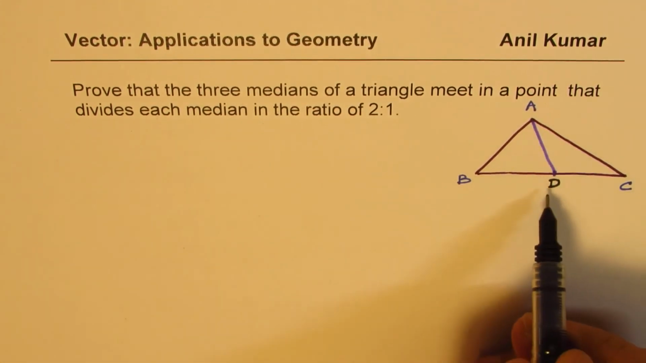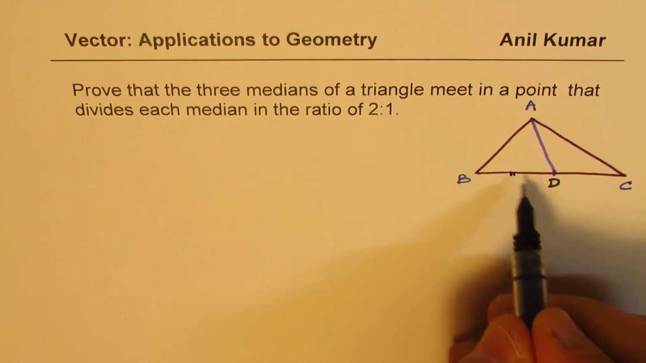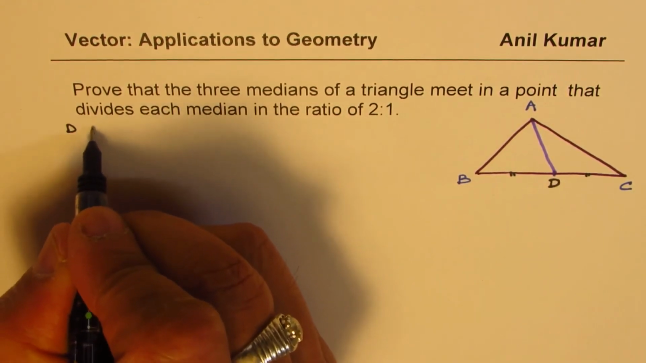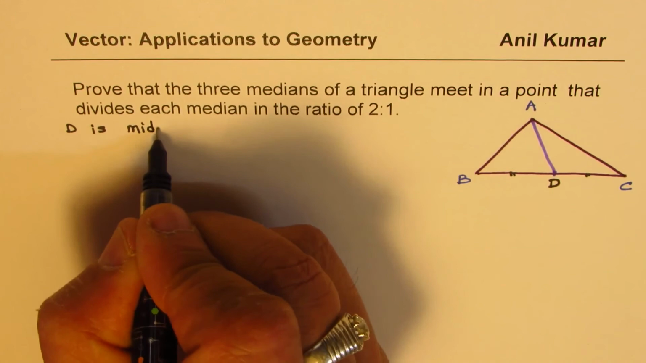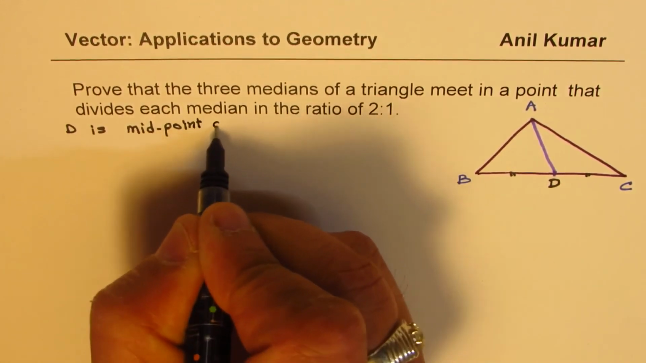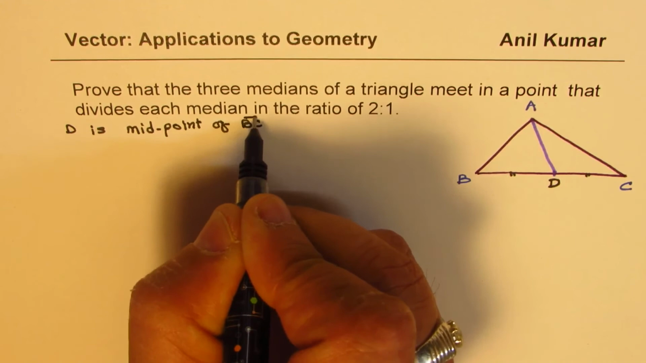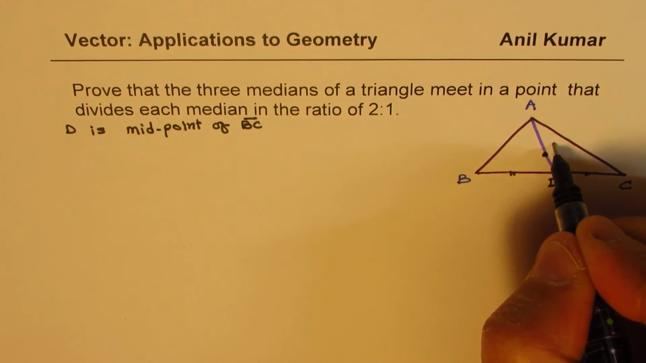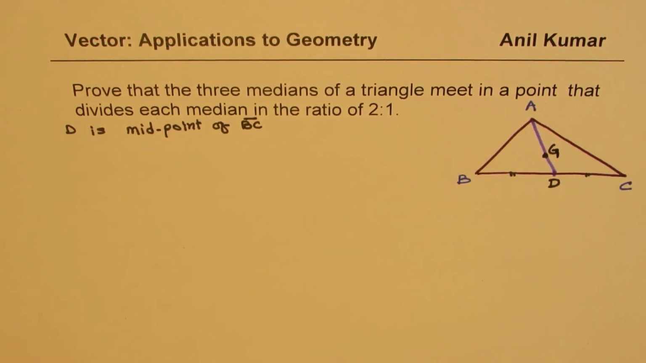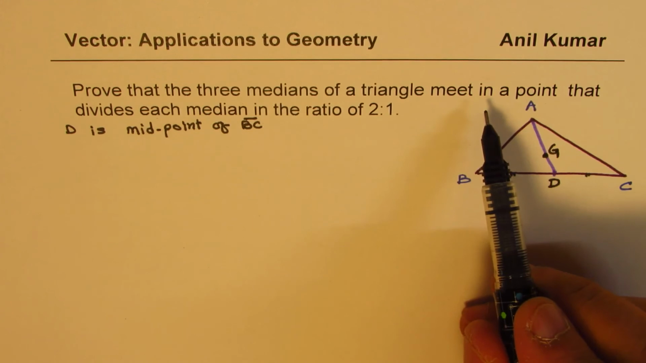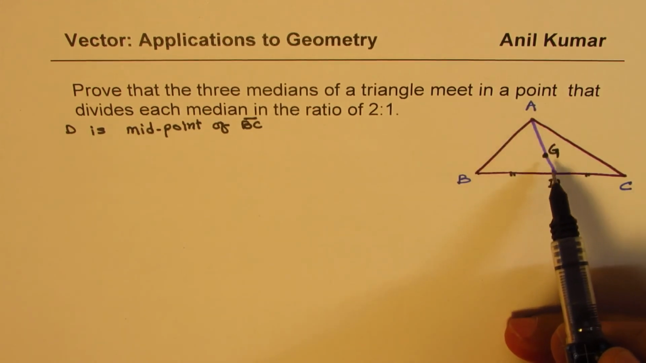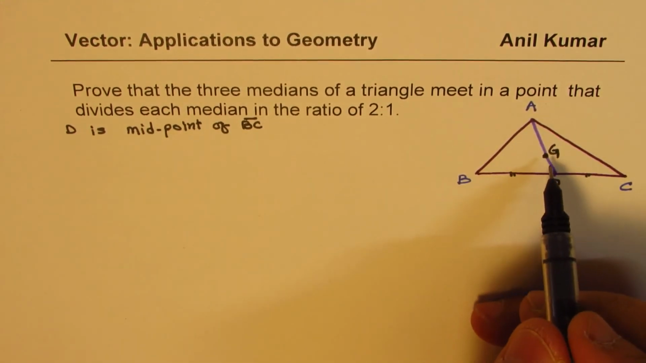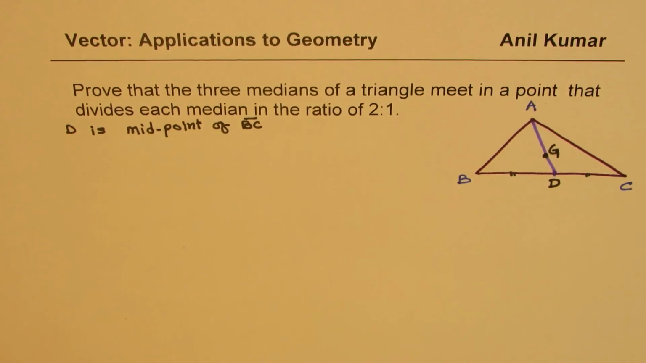Correct? Since D is a midpoint, we know BD is equal to DC. Now what we have done here is we have taken D as the midpoint of BC, correct? Now join A to D and take a point on AD which we'll call G. G is for gravity. This point is also called the centroid, and therefore normally for centroid we write G, right? So the center of gravity actually acts at this point, right?